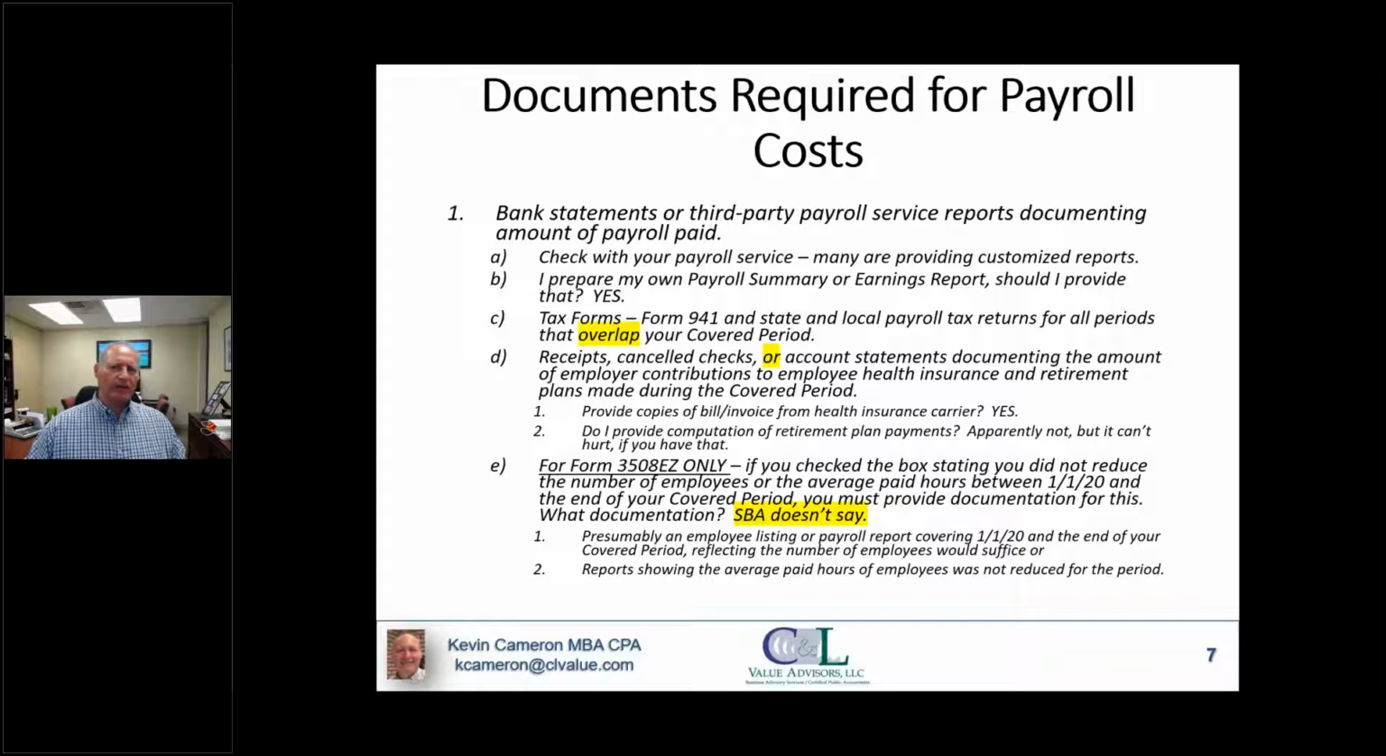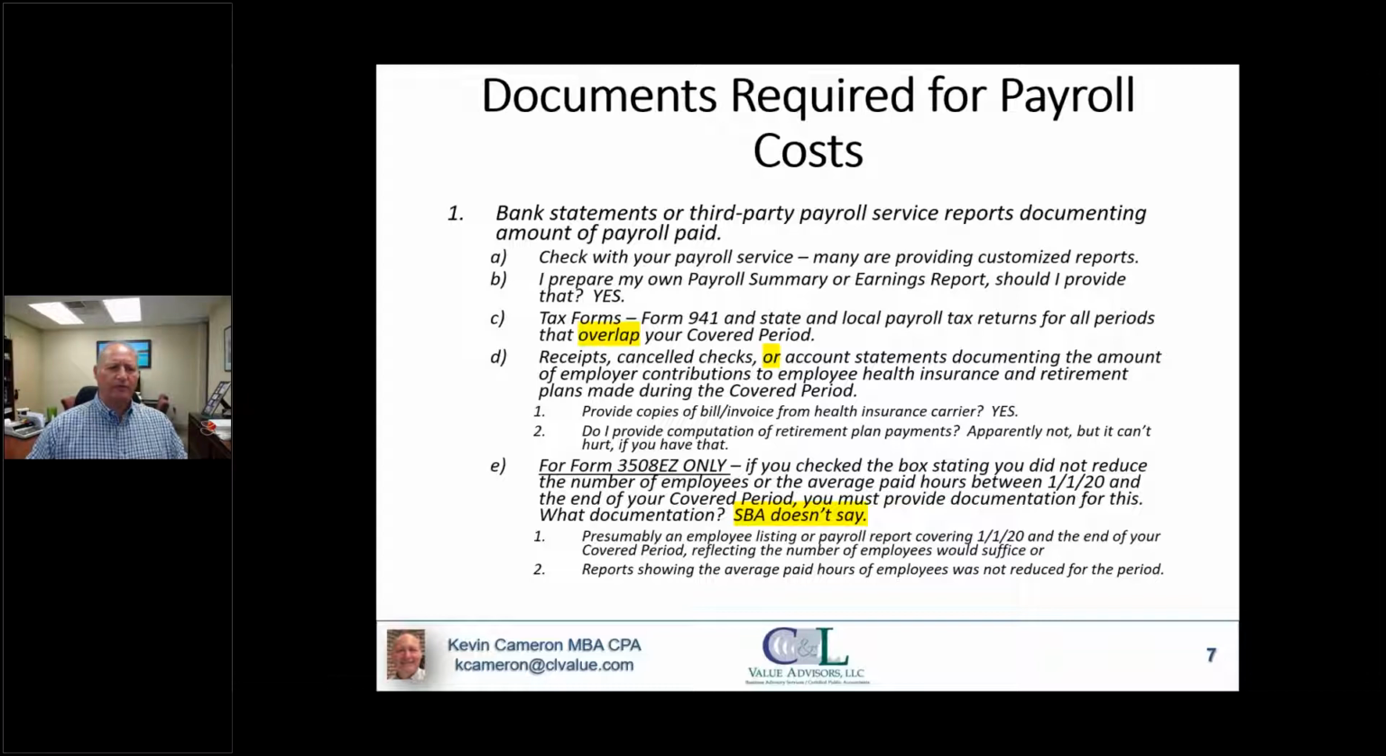The interesting thing about that is the payroll Form 941 won't necessarily provide the sufficient payroll data, but apparently the SBA thinks that if you provide that, at least you're proving that you have payroll. So that's why you provide the payroll tax returns.